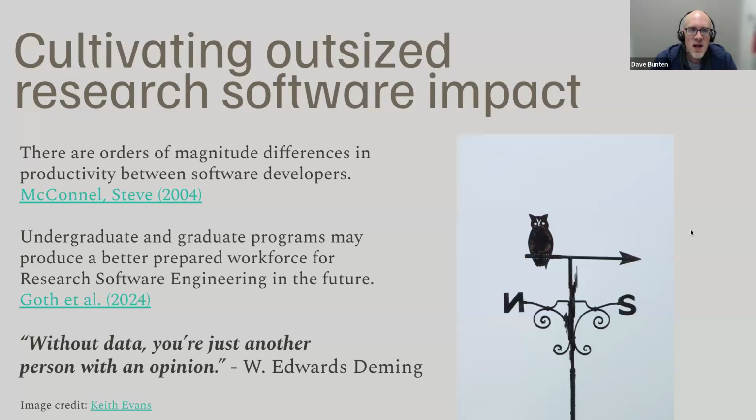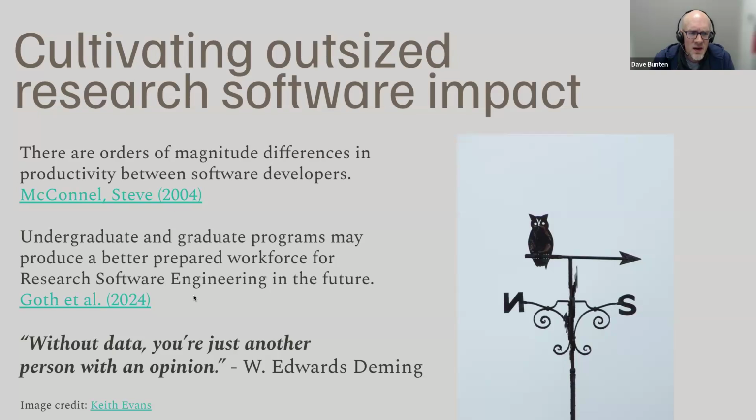So how do we cultivate outsized research software impact when we think about these numbers? There are orders of magnitude differences when it comes to productivity between software developers. We know that certain developers are more productive than others. But when we studied this, the reasons for that outsized impact are different across the board. Sometimes it has to do with education, sometimes experience, sometimes domain specialty, but it tends to change from place to place and person to person.